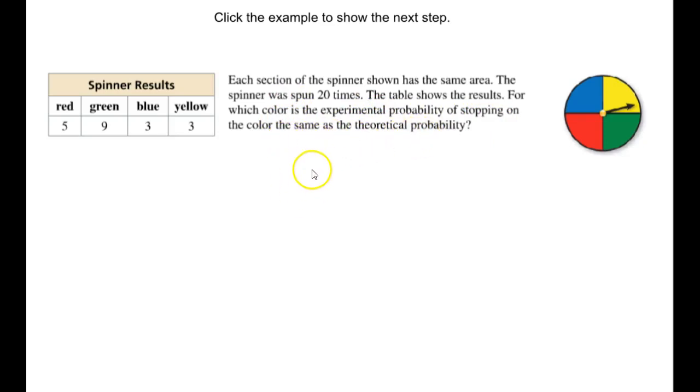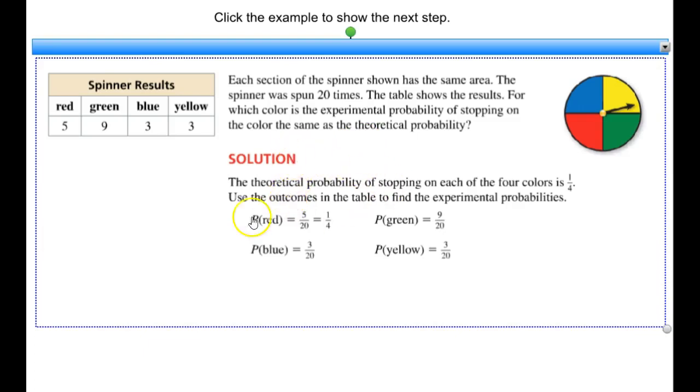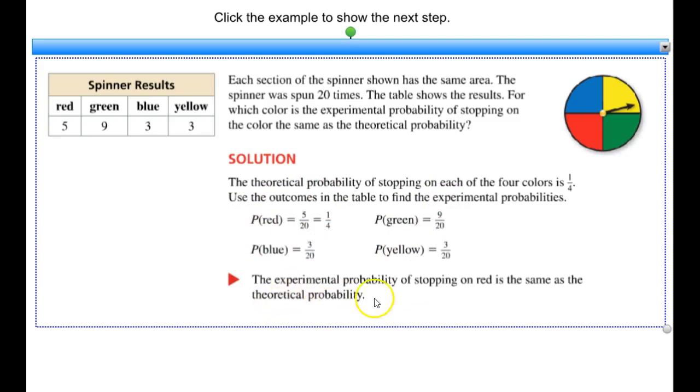So first I have to figure out the theoretical probability. The theoretical probability of stopping on each of the colors is 1/4. I know that because they're all the same size, so they're all 1/4 of the big circle. Now I can use my outcomes to find my experimental probabilities. The experimental probability of red was 5 out of 20, blue was 3 out of 20, yellow was 3 out of 20, and green was 9 out of 20. When I simplify, I see that red was also 1/4. So the experimental probability of red was the same as my theoretical probability.